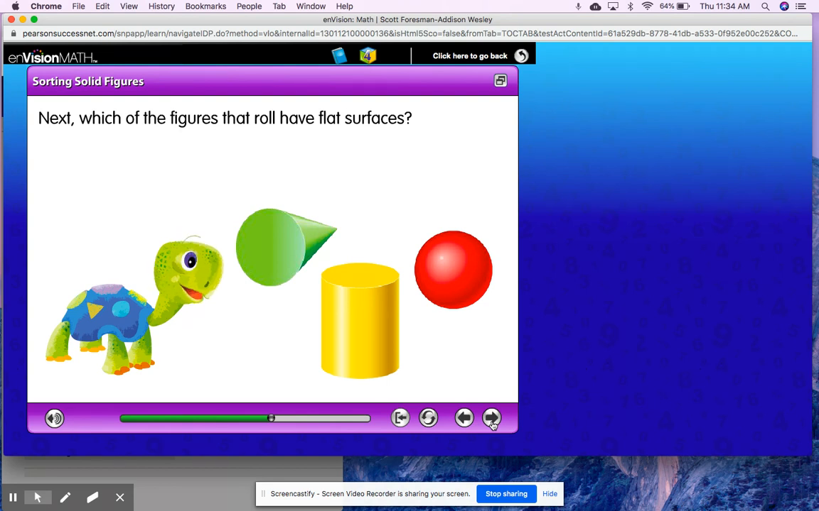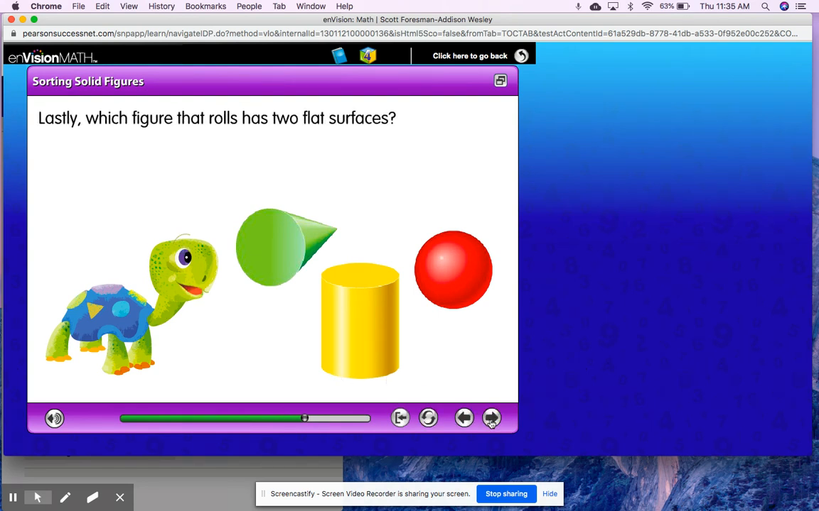Next, which of the figures that roll have flat surfaces? Take a minute to think about these three shapes and look at them to find which ones have flat surfaces. Call out your answer. A cone and a cylinder roll and have flat surfaces. So looking at my mouse, we know that the flat surface is that flat part of the shape. The cone has one flat surface, and we know a cylinder has a flat surface on both the top as well as the bottom.